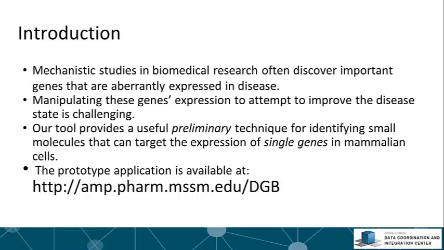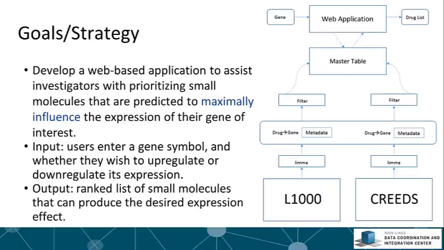A lot of tools exist now to look at gene sets and look at expression patterns amongst several of them, but what makes our application different is that we can look at single genes. And it's available here. So we want to develop a web application to find small molecules that can maximally influence the expression and empower investigators to enter in a gene symbol and whether they want to upregulate or downregulate its expression. And the result is a ranked list of small molecules that can produce that desired expression effect.